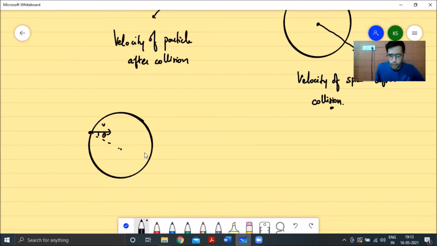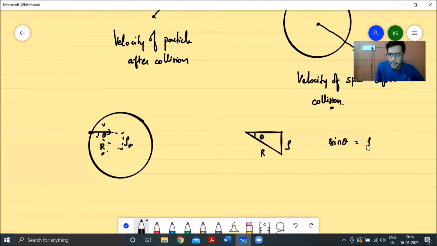Right? So now we need to find out what cos theta and sin theta are for this angle theta. We can imagine a right angle triangle in this manner. And we know what this height is, as the information given in the question was that this particle is colliding with this sphere at a height of rho above its center, right? And we know that this length should be equal to r. So from this right angle triangle, we see that sin theta should be equal to rho by r. And if we know sin theta, we know what cos theta will be equal to.